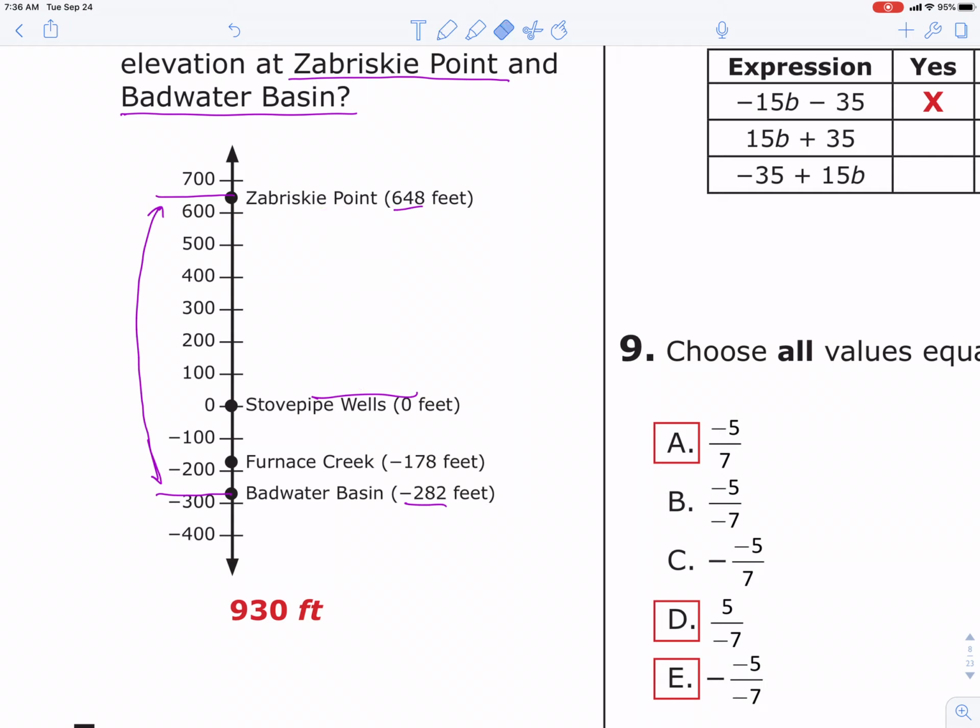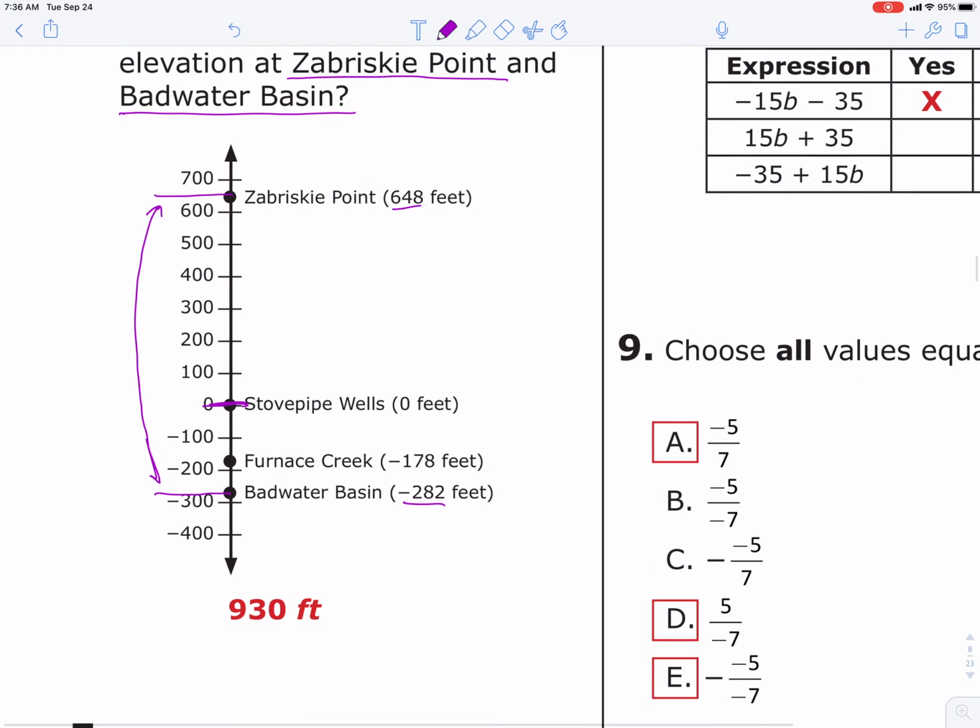So what I want to do is figure out, okay, let's use 0 as our center point because they're telling us from 0 to here, 648. From 0 to here is negative 282, but I don't care about the negative. It's an absolute value problem. How far total is it? So it's 648 and then another 282.